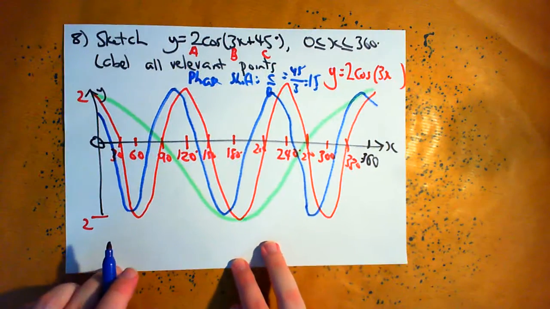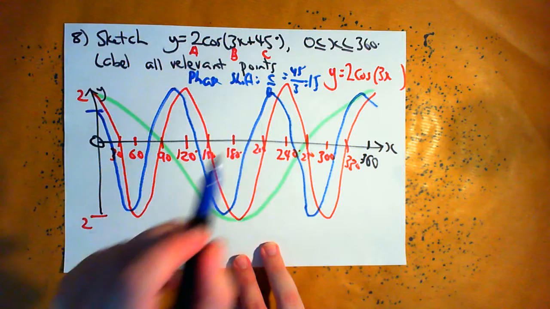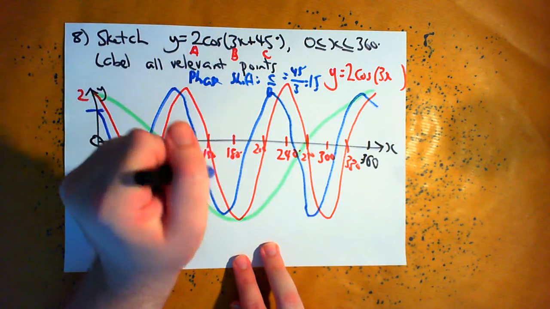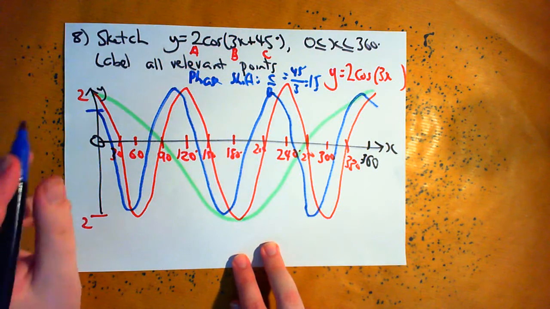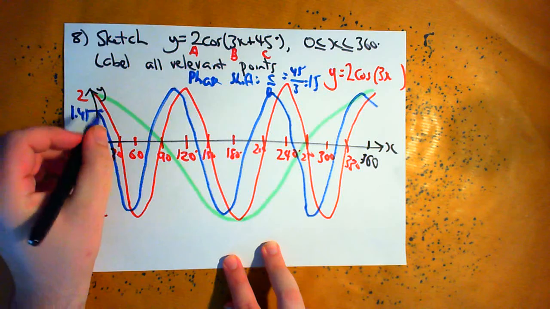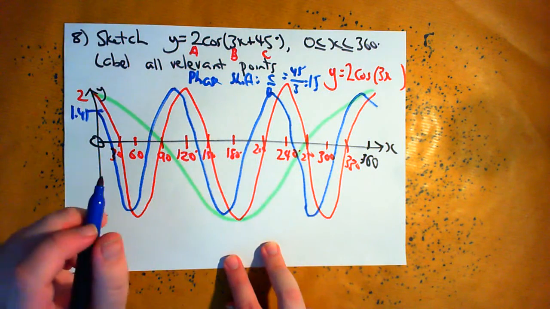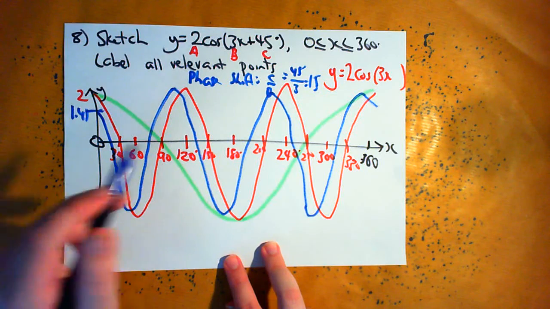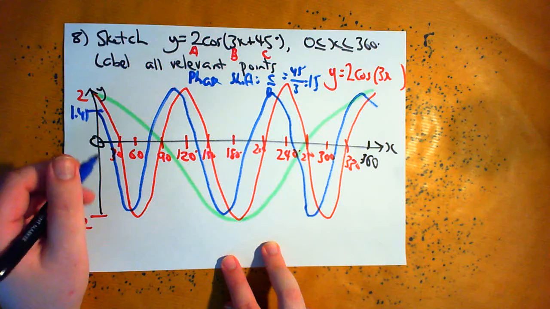Okay, so let's get the y-intercept, which is going to be, if x is 0, because for a y-intercept x is always 0, so we get 2 times cosine of 45 degrees, which is 1.41. Now all of the intercepts, all of these points along the x-axis, are going to be moved by 15 to the left. So all of these values, we're going to subtract 15 from them.